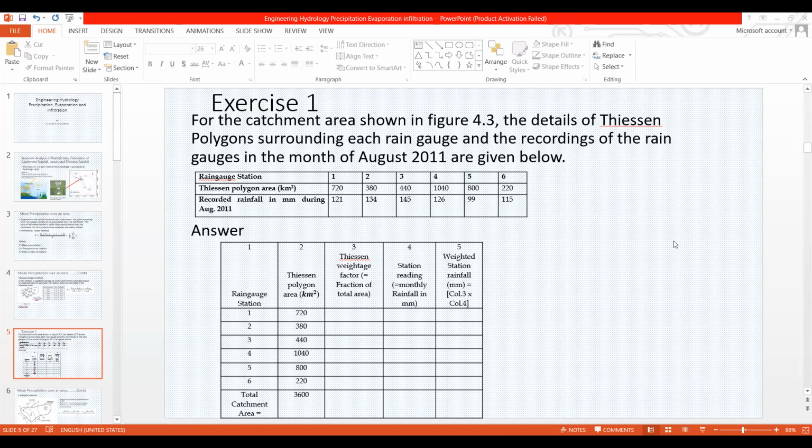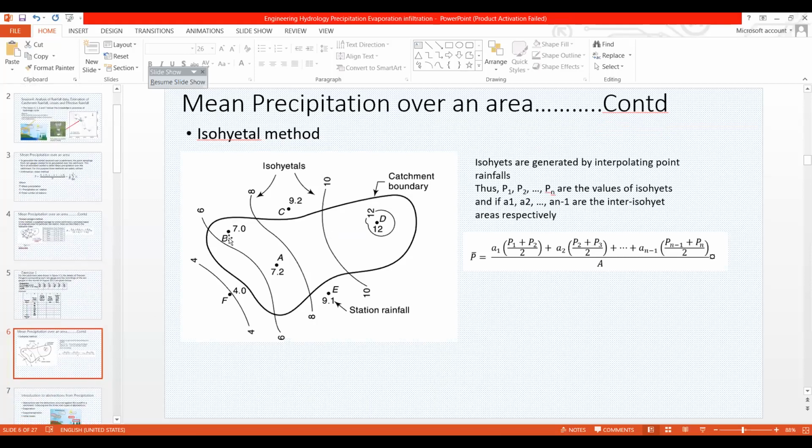Hope you have worked out the problem. It is not that difficult. The answer is there in the book as well. Now, let us move on to the next slide.